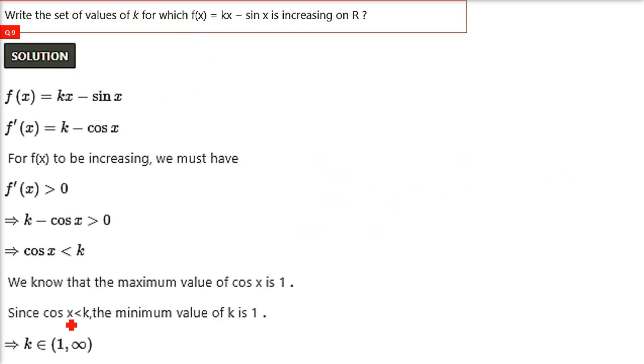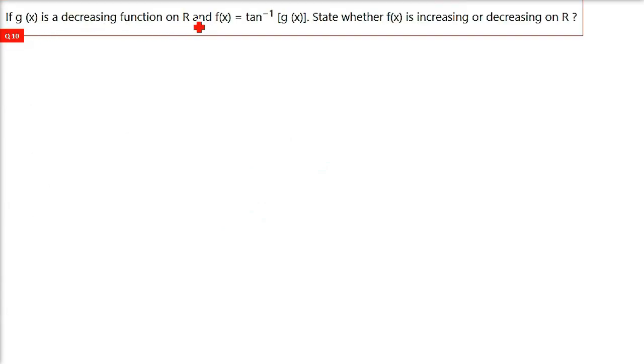Now this is the solution, and it's a very straightforward and easy question if you have followed the previous questions which we have discussed. If g(x) is a decreasing function on R and f(x) equals tan inverse g(x), state whether f(x) is increasing or decreasing or not. Okay, g(x) is decreasing. What does it mean? We know the definition of a decreasing function. If x1 and x2 belong to the real numbers, can be any numbers, and x1 is less than x2, then g(x1) should be greater than g(x2). That is the definition of a decreasing function, right?